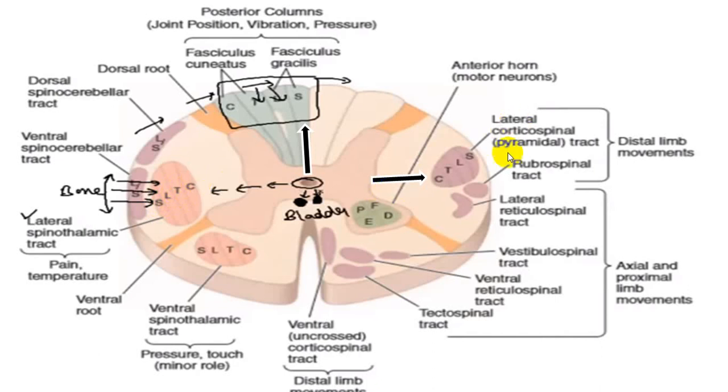As far as the lateral corticospinal tract is concerned, again the outermost fibers are sacral fibers, then lower limb, then thorax, chest, and then upper limb. This is the composition of those tracts. If we remember this, it becomes very easy.